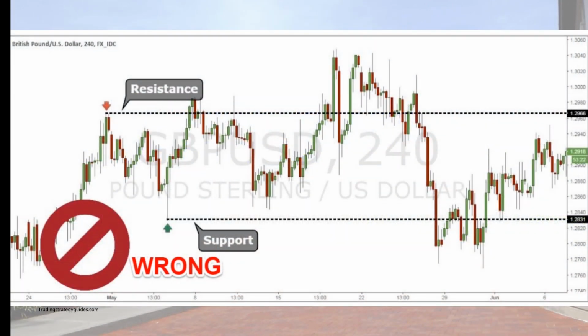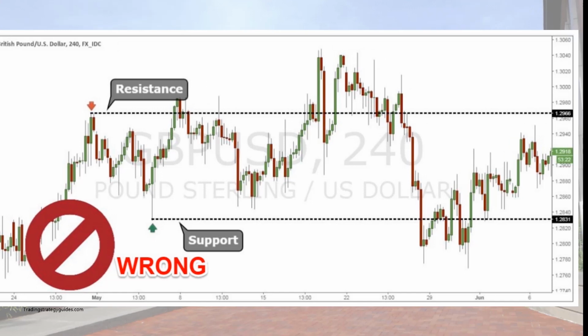It's very important to understand that the right-hand side of your charts is much more important than what has happened in the past. The most recent price action is always more important than historical price action. So when we draw our support and resistance lines, we always start on the right and then work our way back to the left.